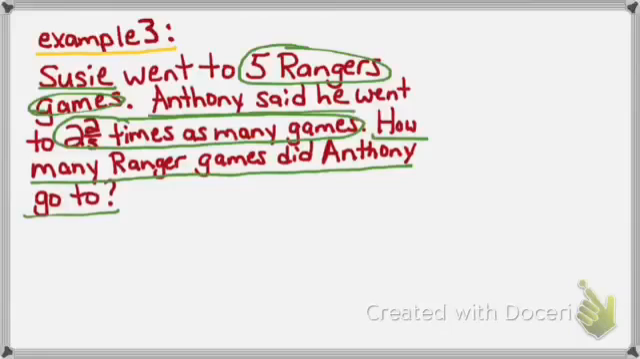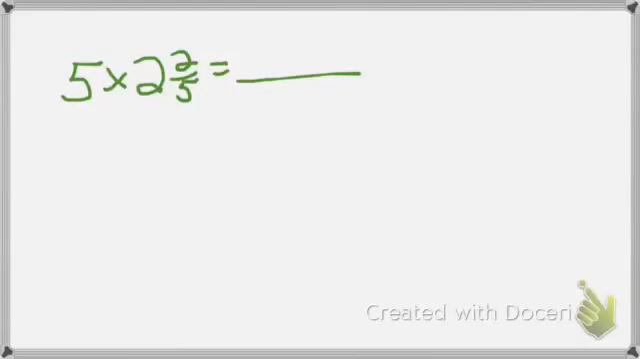Times means multiplication. So this is going to be a multiplication problem. So I'm going to say 5 times 2 2/5. If Anthony went to 2 2/5 times as many games as Susie, I'm going to multiply 2 2/5 times the amount of games Susie went to. Let's move to the next page to solve this problem.